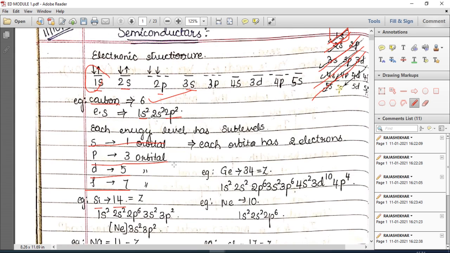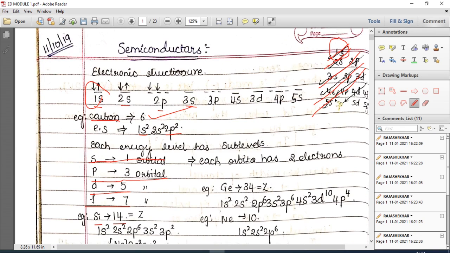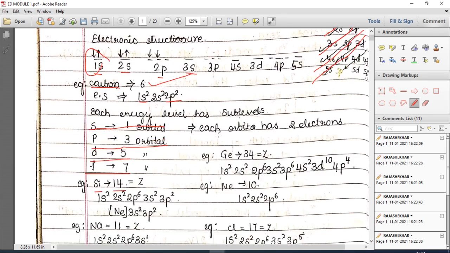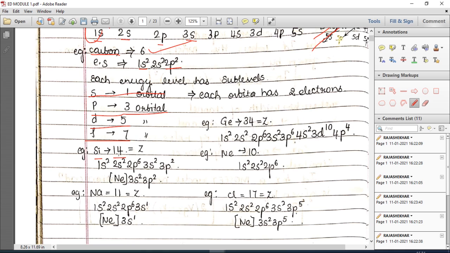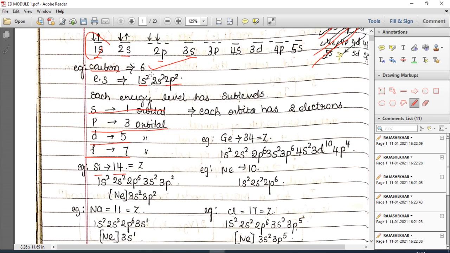So the series starts like this: 1s, 2s, 2p, 3s, 3p, 4s, which is written based on the procedure I have written here. Based on that, silicon has 14. First 1s², next 2s², next is 2p. p is capable of holding 6 electrons, so I have written 2p⁶.